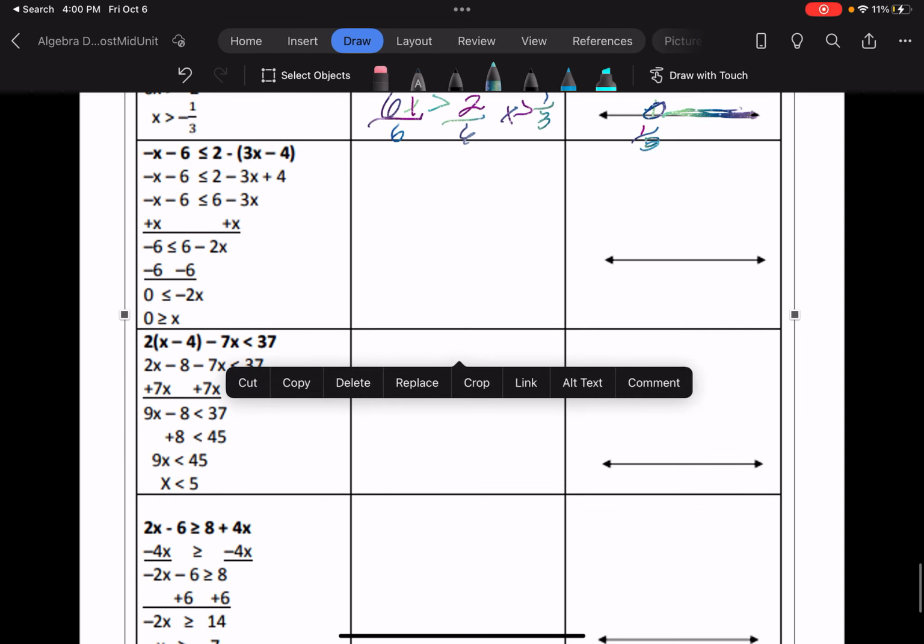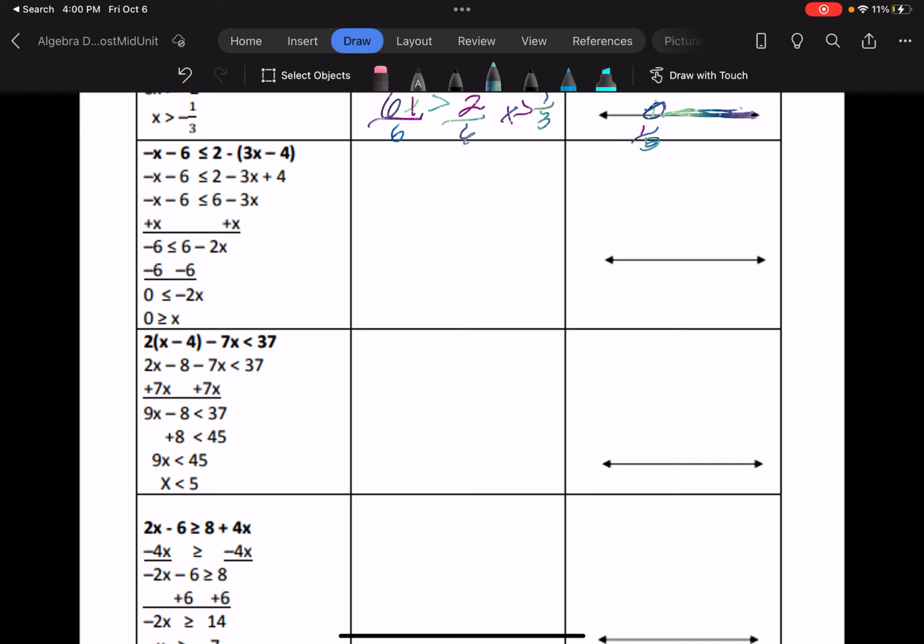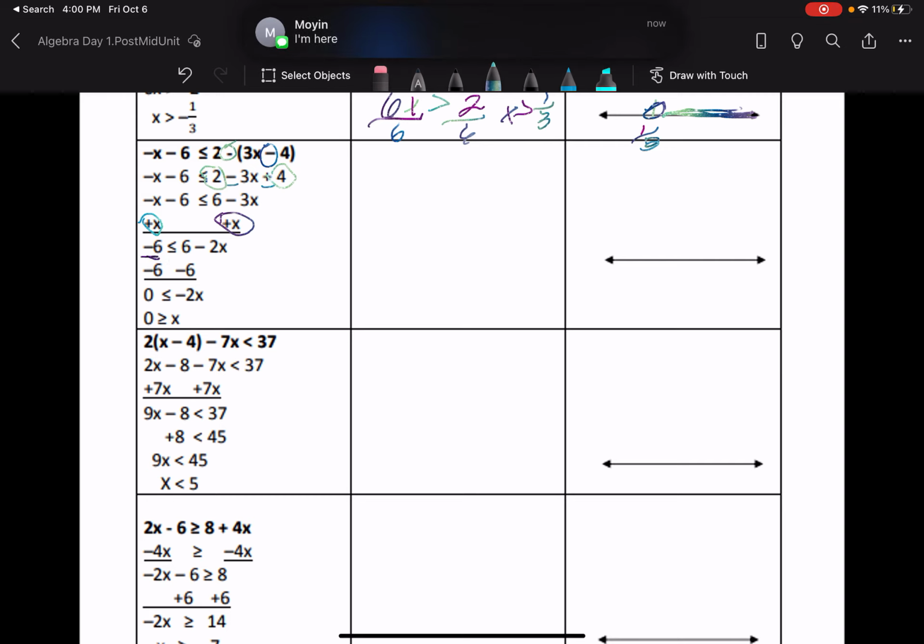All right, our next one, looking at this, they have a negative here, so they had to distribute, and they did that correctly. So minus 3x plus 4, because a negative times a negative becomes a positive. And then it looks like they combined 2 and 4 and made it 6. So that looks great there. And then what they did here is they added x to both sides. So that left negative 6, that's fine, is less than or equal to 6 minus 2x.